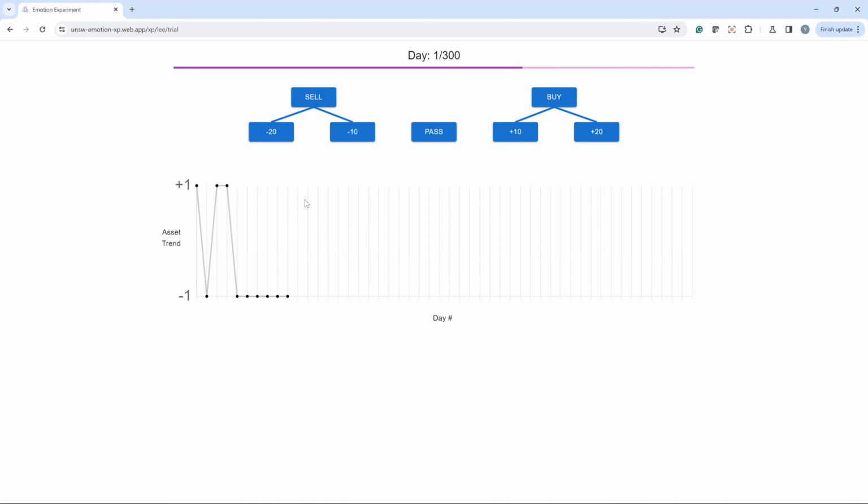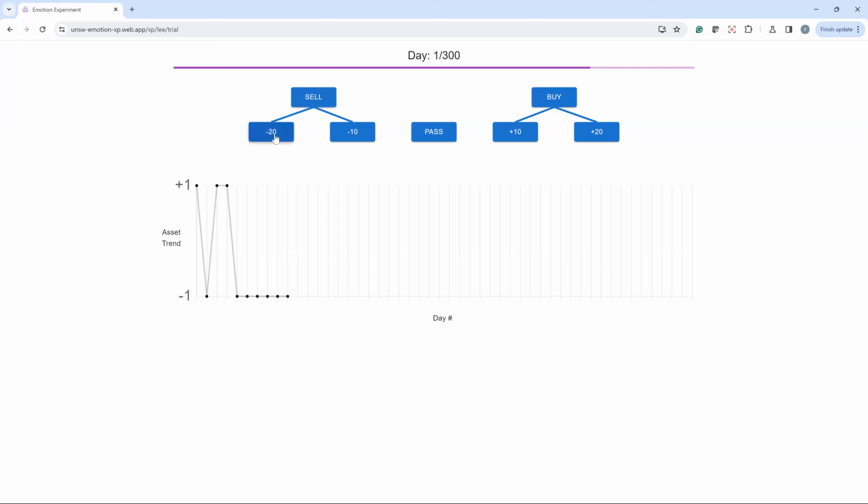So let's quickly play the game. When we enter the game, we'll always have a very short history of the asset trend. This is going to tell you what is the current value of the asset trend. So right now we can see the asset trend is currently at -1. And we have these 5 different options. So let's try to click them one by one.